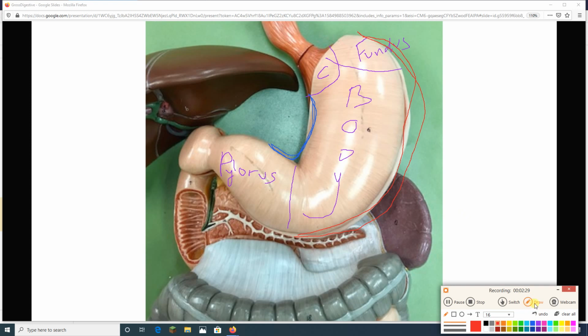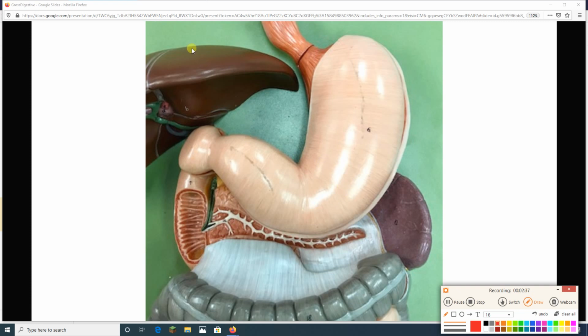Okay, so we got all of that. Check out, of course, the neighbors to the stomach. We're going to see the liver over here. We got the small intestine here, the pancreas hanging out below, and then the spleen hiding back there.